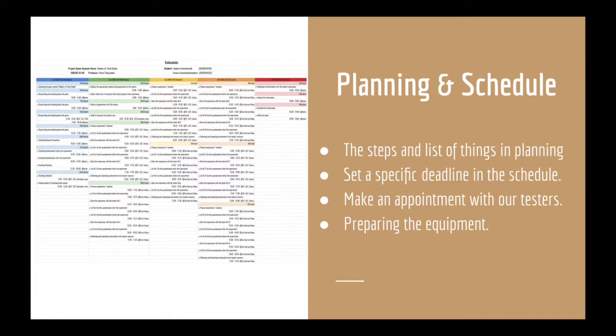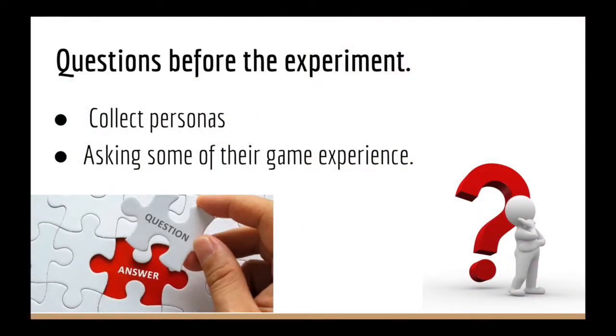And before we can set our schedule, we have to make an appointment with our testers to set the date, time, and the place of their experiment. After the dates have been set, we note the dates, some of our plans in our schedule, and also the specific time and place, including the equipment we have to use. Next is the questions before and after the experiment.